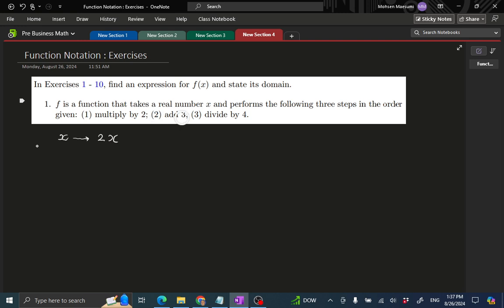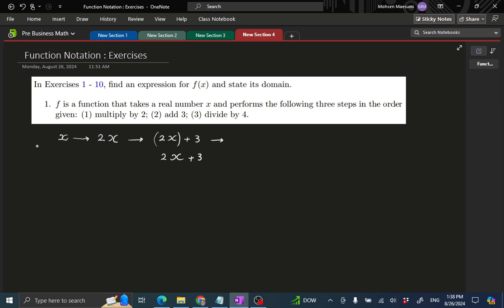Next step is that we are adding 3, meaning we are adding 3 to whatever we produced in the previous stage. So 2x was done, and now we're adding 3. So right now we understand that this was done first, and then we add 3 to it. In mathematics, when we write 2x plus 3, it automatically means that doubling happens first, and then addition happens later.